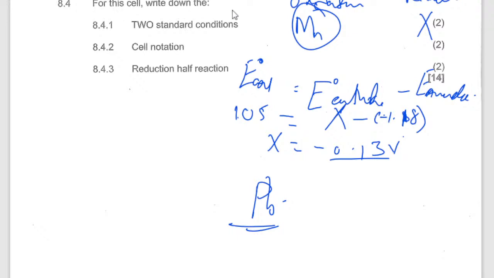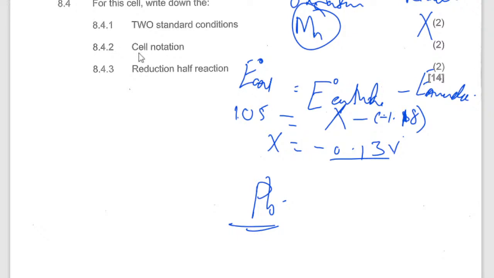The next thing: write down the standard conditions. Standard conditions, guys, are always the same. Temperature, which is 25 degrees C or 298 Kelvin, 1 atmosphere, and then 1 mole per decimeter cubed. Always, guys, always. Those are the standard conditions.